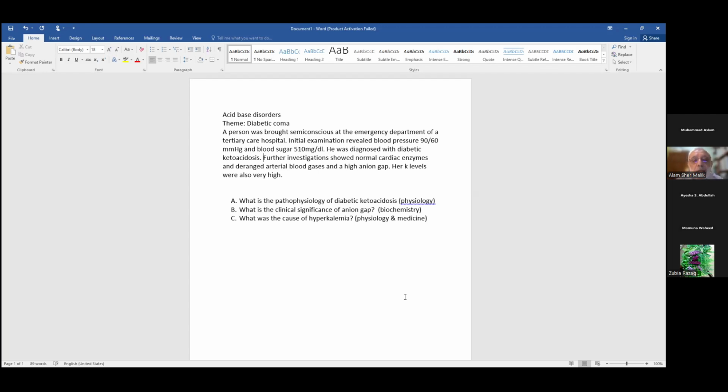Yeah, I agree that for basic sciences we sometimes have to give the diagnosis, but then we can frame the questions. For example, the second one, you can say discuss the clinical significance of anion gap in this patient.